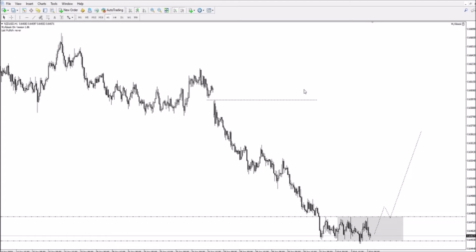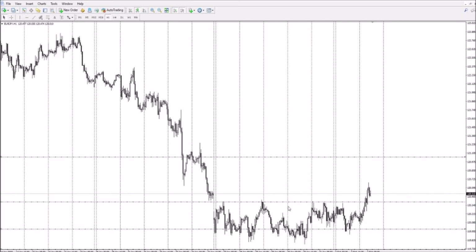I know we have news out later on tonight as well, so something to keep an eye on Kiwi. And I do like the way that it's consolidating here. It's a little bit like Euro Yen that I'll cover in just a second. But first of all, we'll go on to Euro Aussie.